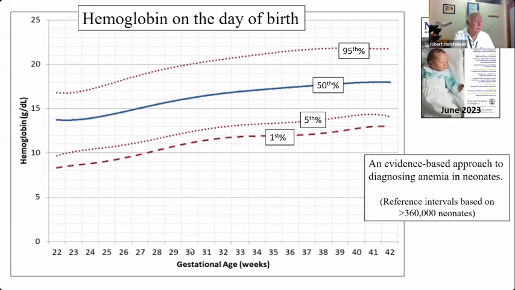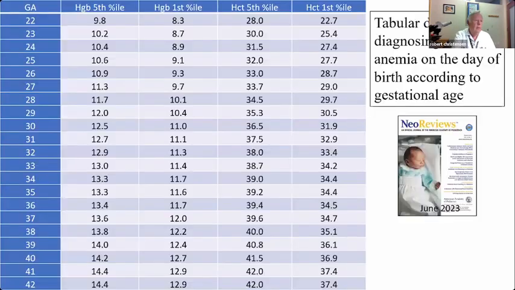Now, some people like to use this kind of information as a chart. So you have a baby that's 30 weeks gestation with a hemoglobin of 10. You see that's less than the first percentile. Others would rather see this as tabular data, and therefore we do it both ways. This is tabular data for the same information for diagnosing anemia on the day of birth according to gestational age. Here you look at the column, gestational age, 30 weeks, and then as you look over, you see the 5th percentile hemoglobin value, the 1st percentile hemoglobin value, and the 5th and 1st percentile hematocrit values.